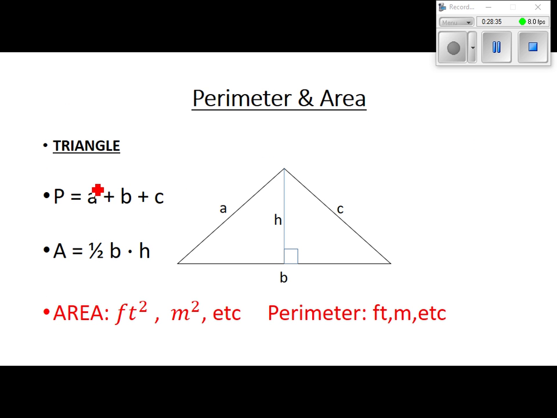Perimeter and area of a triangle. Draw that picture. What's the perimeter dealing with again? Adding up all the sides. The distance around the outside of it. What's area dealing with? Inside. How much will fit inside of it?